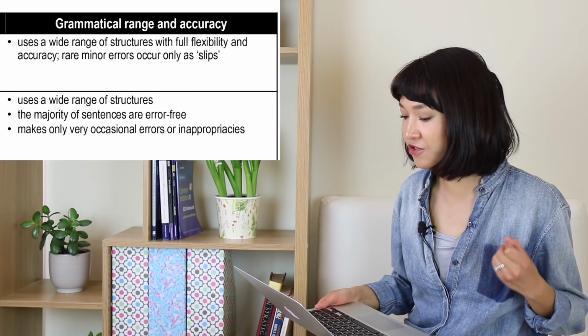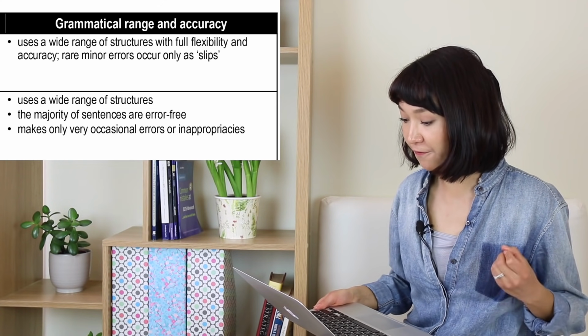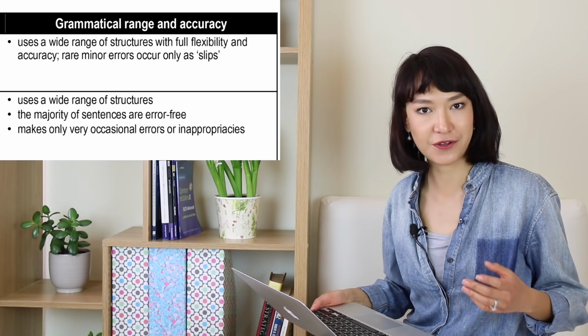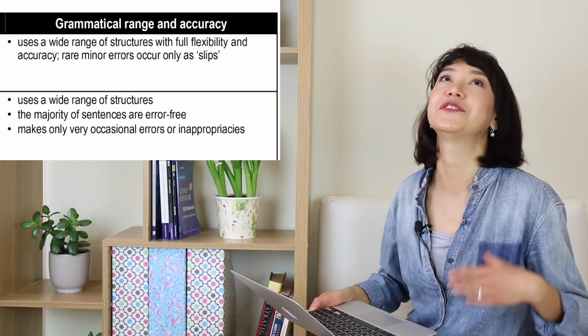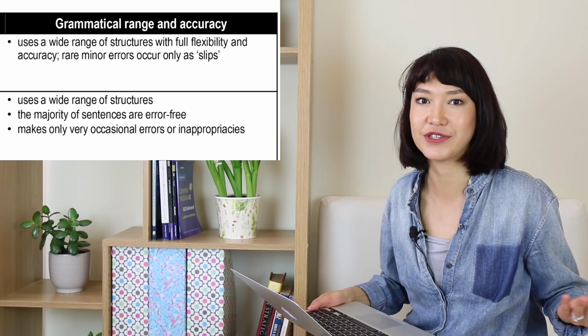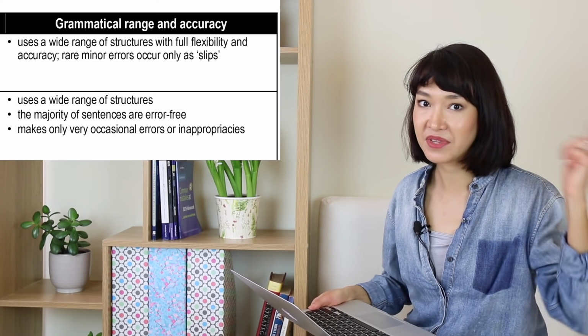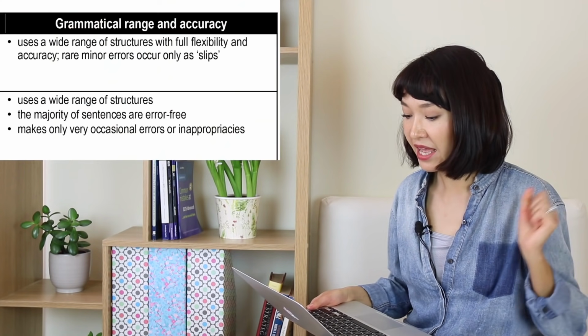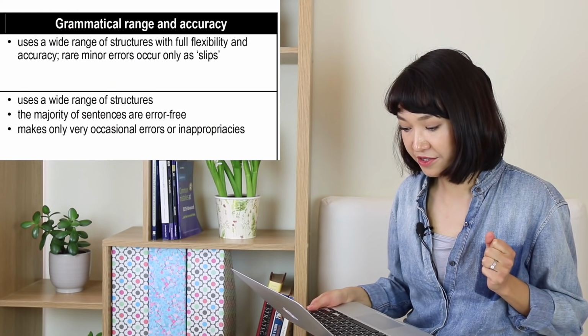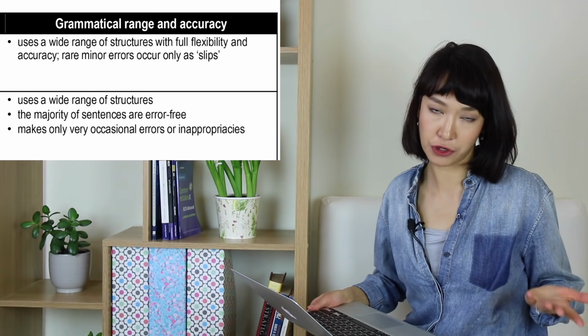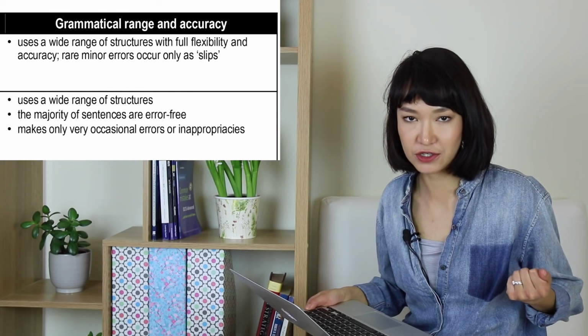The next criterion is grammatical range and accuracy, and for a Band 9 score, you should use a wide range of structures with full flexibility and accuracy. It means you need to use different types of sentences, different types of grammatical structures, complex, compound sentences. I talked about them in this video and it will be linked in the description. Rare minor errors occur only as slips. It means you should not make mistakes for a Band 9 score.